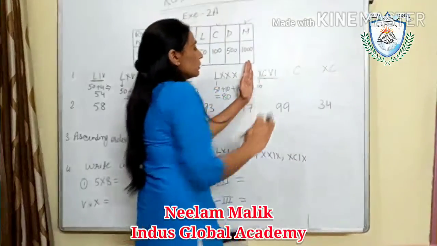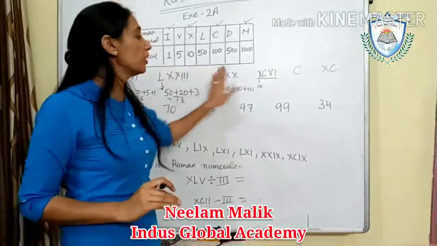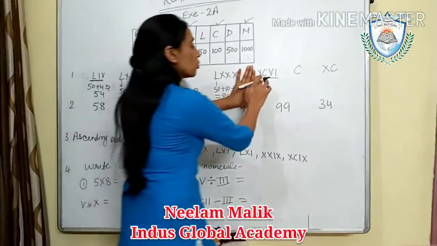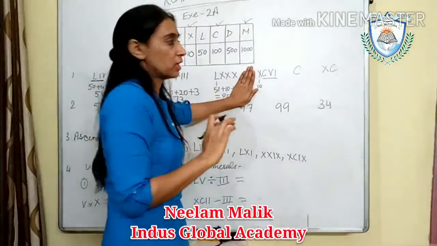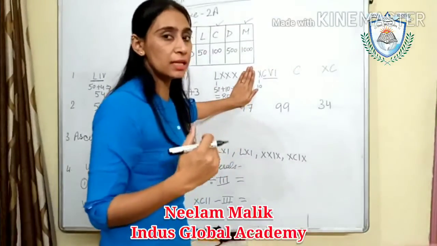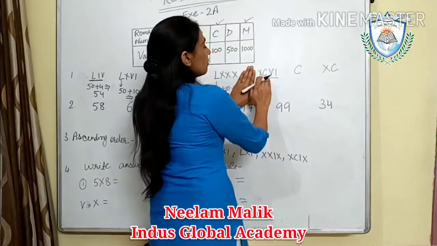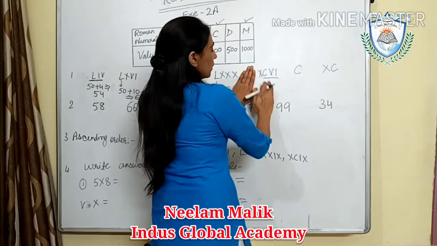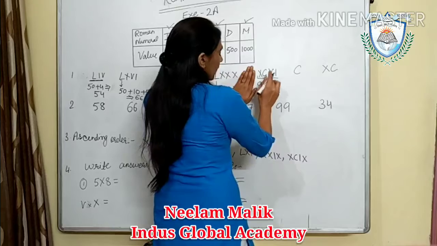So that means the smaller value is used on the left hand side of a greater value. Smaller letter, smaller value is used on the left hand side. So that means left side, then what do we have to do? That means we have to subtract. So it will be C minus 10, which will be only 90. Yes, 90.